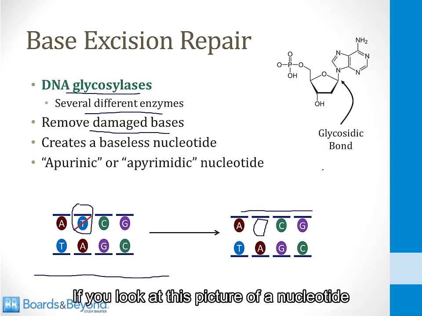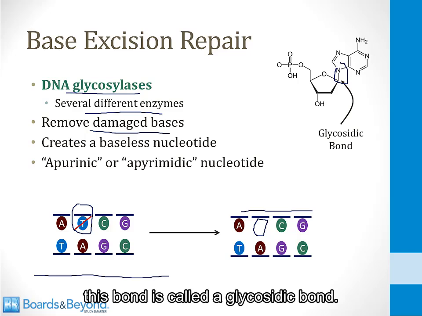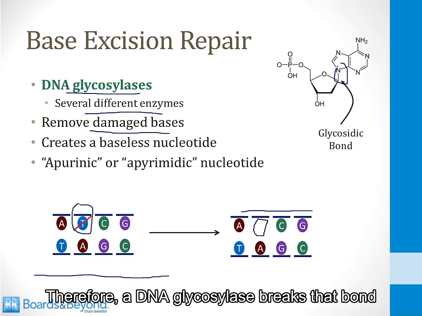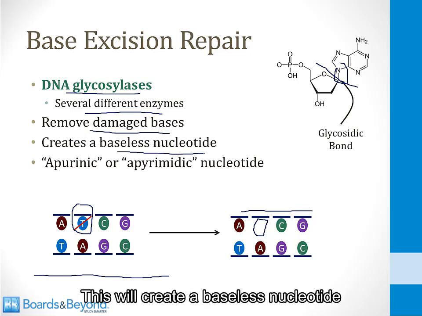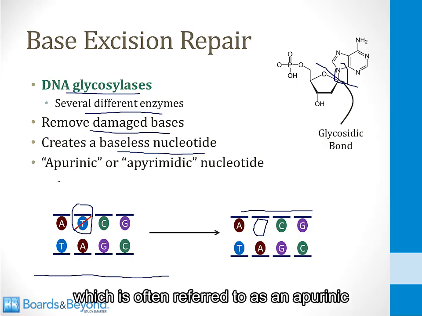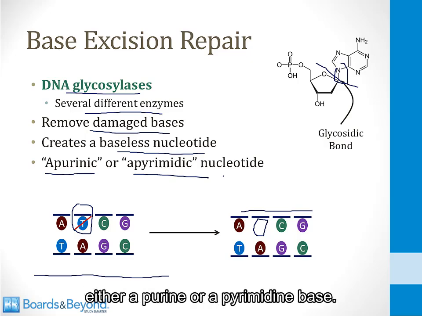If you look at this picture of a nucleotide at the top right side of the screen here, this bond is called a glycosidic bond. Therefore, a DNA glycosylase breaks that bond and lets the damaged base go free. This will create a baseless nucleotide, which is often referred to as an apurinic or apyrimidinic nucleotide, meaning that it is missing either a purine or pyrimidine base.